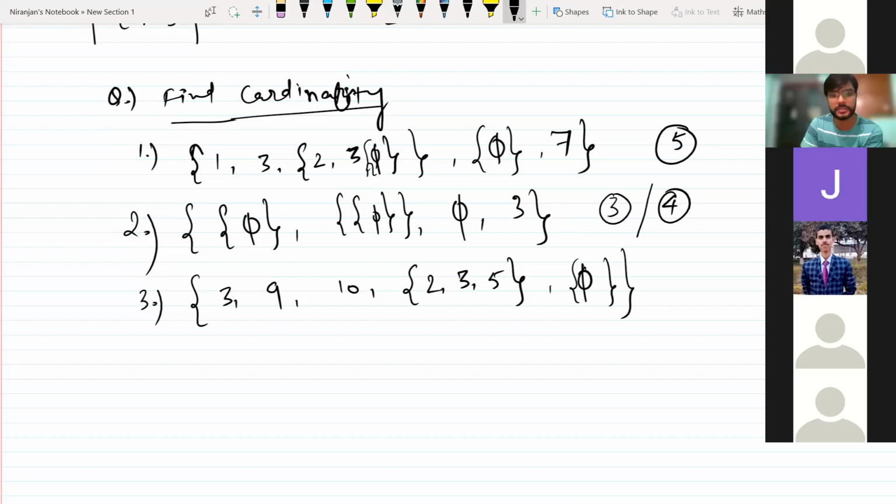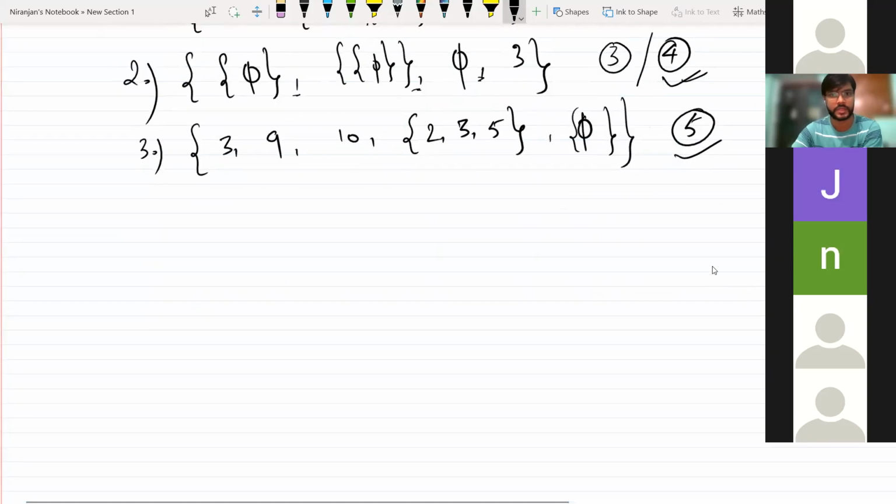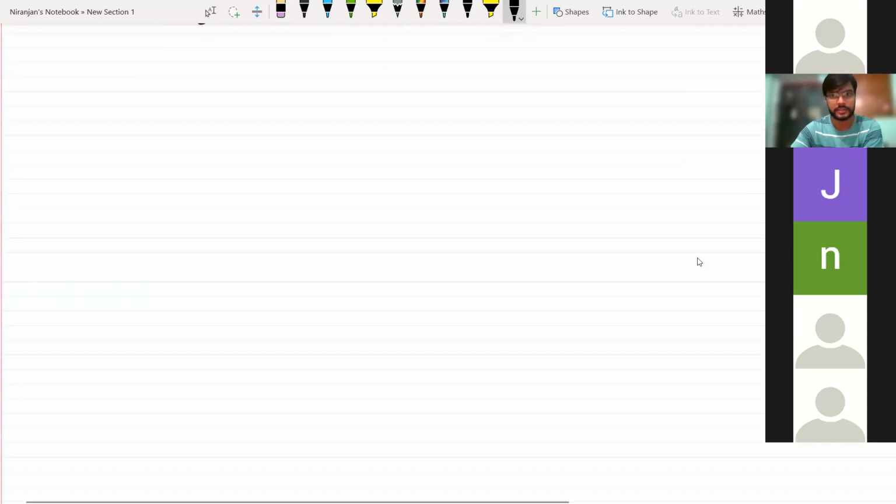What's the answer of the second problem? 4, I guess. Okay, 4 is correct. Why? Same method. You count the number of commas in the outer braces. So first comma here, second here, third here. You add 1. Answer is 4. What should be the third one? 5. So yeah, 5, 4, and 5. That is the answer. Brilliant, guys.